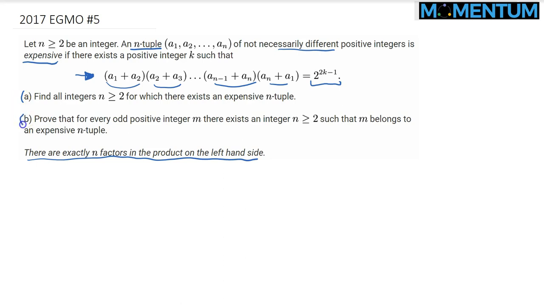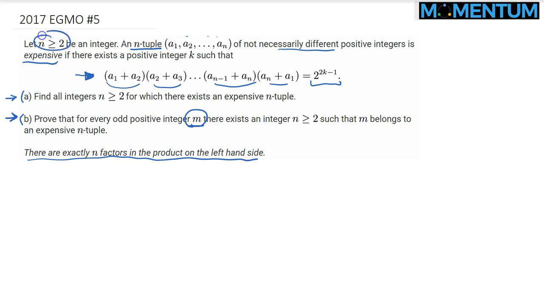And for part B, given an integer m, can you make m a part of an n-tuple? So can you make it one of the terms? So as such, it is a different problem. At first, it's not clear, they look like the same, but it's not. Well, for both problems, you need to get your hands dirty and start digging and see different applications.